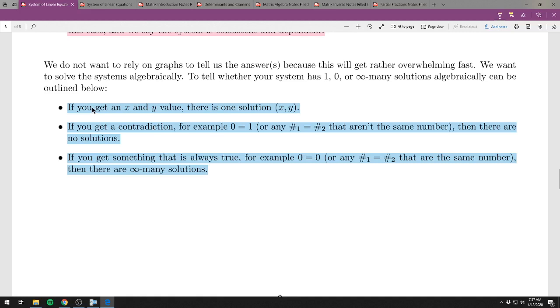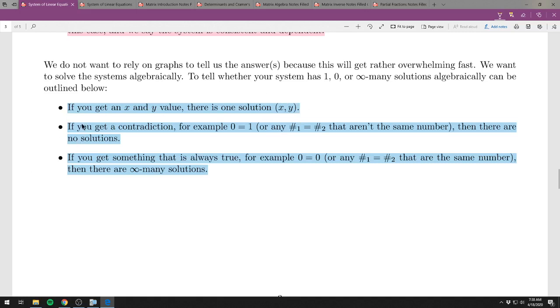If you get an actual X and Y value, you get a number for X, you get a number for Y, then there is one solution. That's how you can know. And that's probably what you're most used to. When you do word problems as well, this is what you usually get, because there's almost always one solution to a word problem.